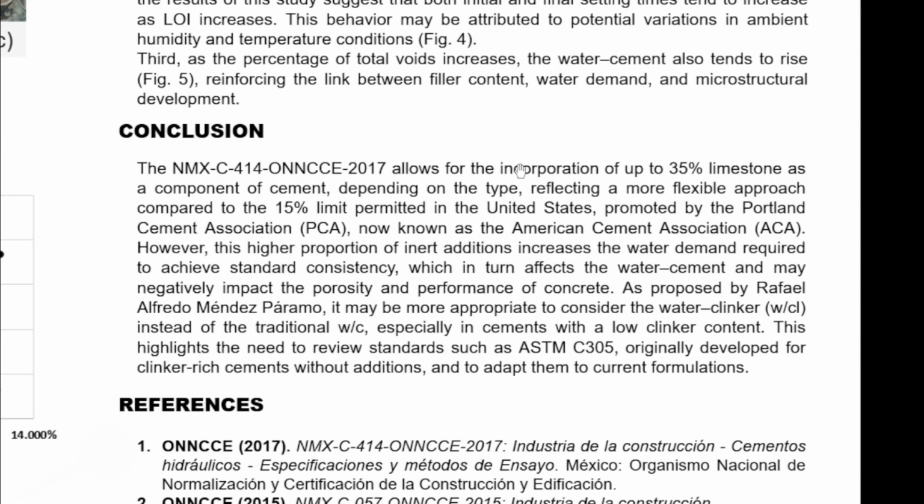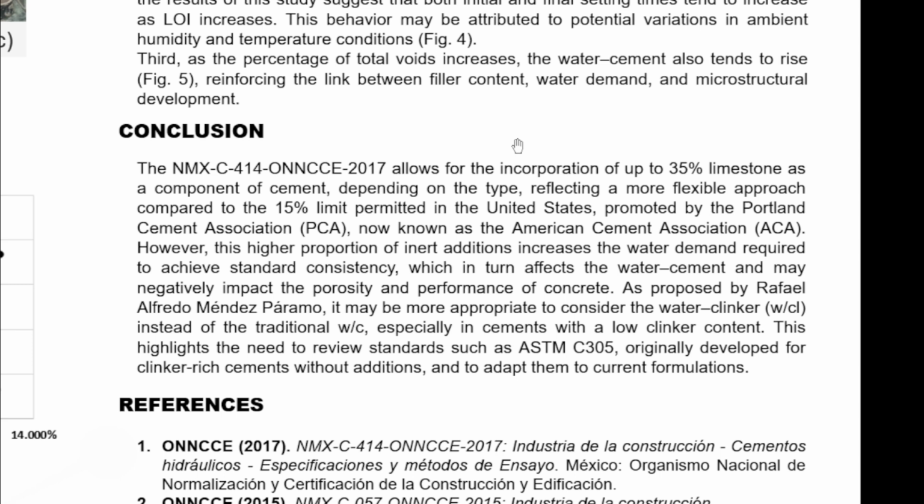Conclusion. The Mexican Standard C414 ONNCCE 2017 allows for the incorporation of up to 35% limestone as a component of cement, depending on the type, reflecting a more flexible approach compared to the 15% limit permitted in the United States, promoted by the Portland Cement Association, now known as the American Cement Association.